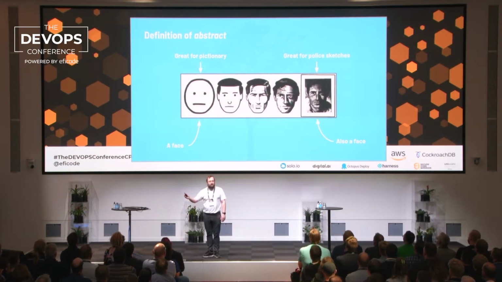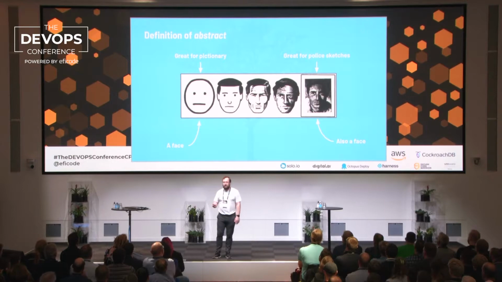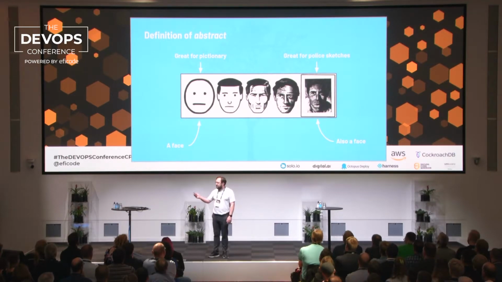Here we have complexity in different phases, right? Again, joking. So the one on the left is very simple. It's fast. It's cheap. You want to use it for Pictionary, in Danish, tegneleg. On the right, you have details. It's more expensive. Takes more time. It's great for police sketching if you're into that.